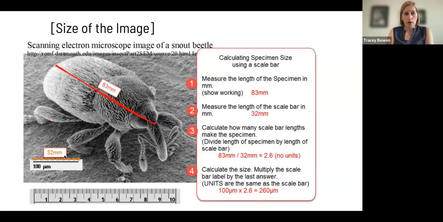So if we're thinking how many of those bars fit into this bug, we can see approximately there's about 3 that fit into that bug. So here, if we divide 83 by 32, there's 2.6. 2.6 of those scale bars would fit into that bug line. And so we have a ratio of 2.6, and we know that that scale bar is 100 micrometers. So we're going to multiply 2.6 by 100 micrometers. So that bug is going to be 260 micrometers long. And the units that we're using there are going to be the same as the scale bar.